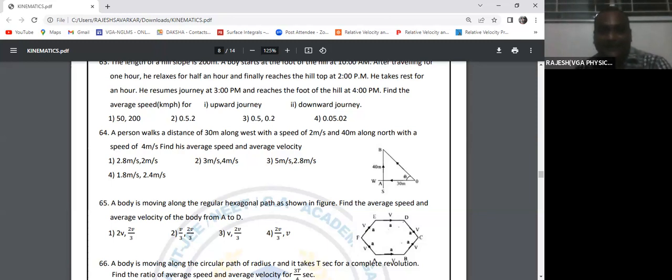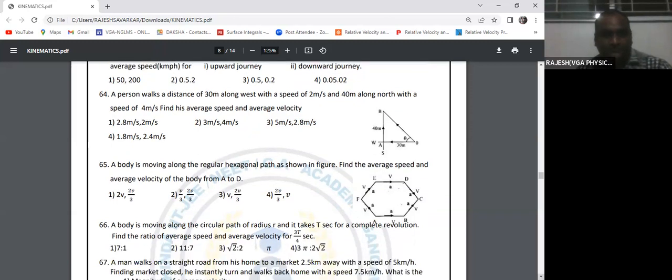What is the time we need? 30 meters with 2 meters per second. That means distance by speed gives time. That is 15 seconds for the first one. Second one, 40 meters by 4 meters per second, 10 seconds. So average speed is 70 by 25, and displacement is 50 by 25. So 2.8 meters per second and 2 meters per second. Right?